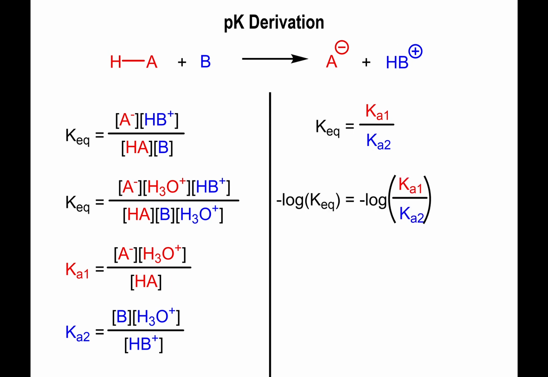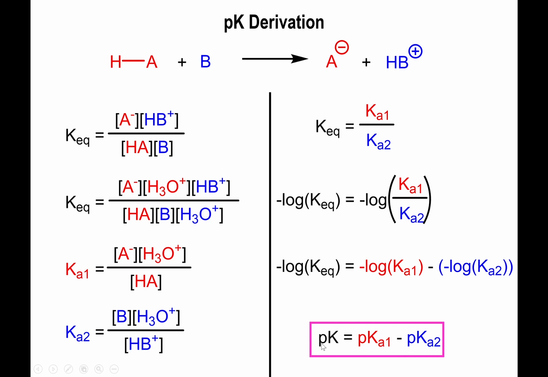So here's where the mathematical function comes in, because I'm going to take the regular negative log of both sides. So the negative log of the equilibrium constant is going to give you pK, but you're going to have negative log of Ka1 over Ka2, which can be split out into negative log of Ka1 minus the negative log of Ka2. So you end up with the following expression: pK equals pK1 minus pK2, where pK1 is in respect to the acid on the reactant side, and pK2 is in respect to the acid on the product side.